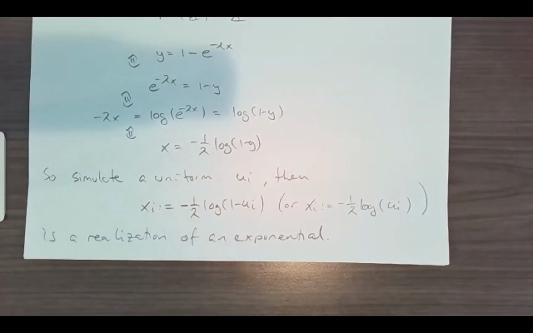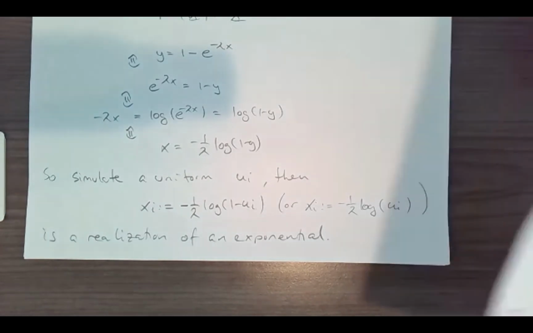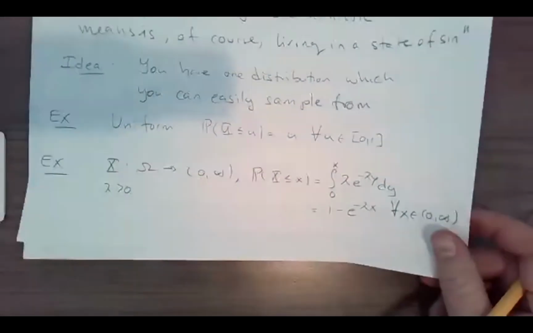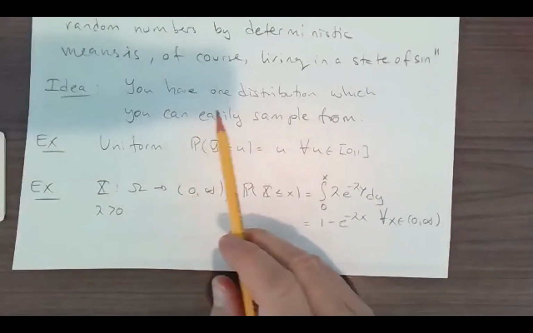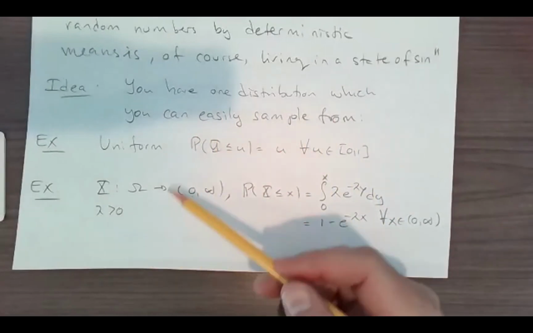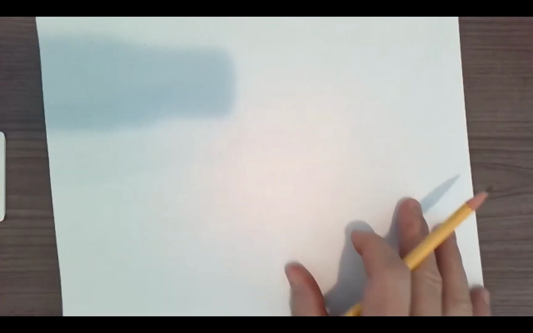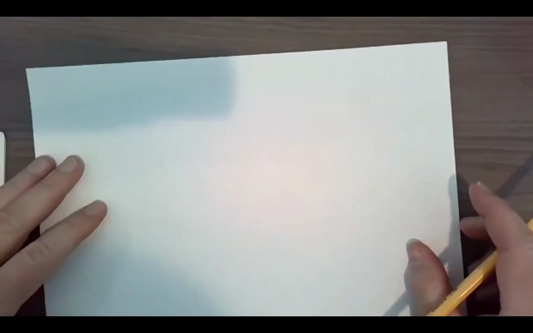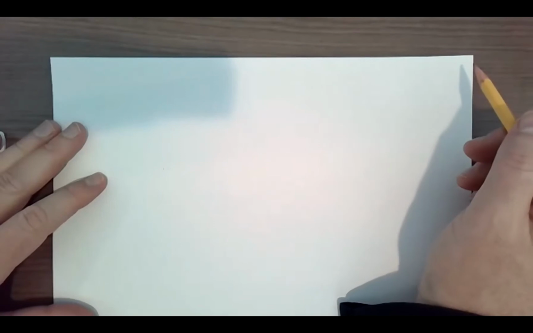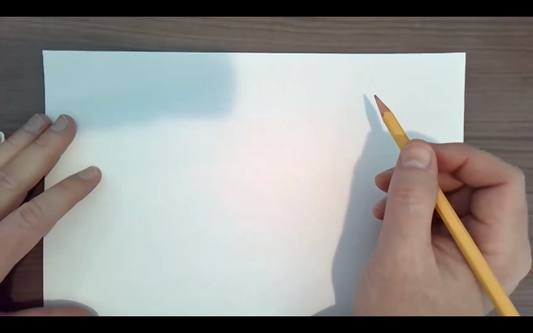Okay, so the starting point is you have one distribution which you can easily sample from. For example, that's the starting point. Okay, so then what? So this is the idea. You start with a distribution that you can easily sample from.